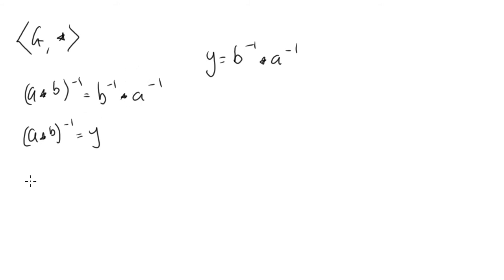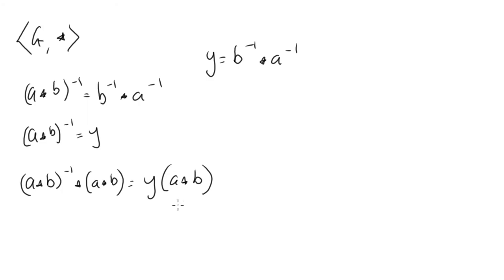Same kind of process again. I have an inverse here, so I'm going to multiply by the element itself. I'm going to multiply both sides by A times B. Here I have an element multiplied by its inverse, and we know that's the identity element. And here I have Y times A times B. Obviously this is a group, so associativity holds, so I can say this is exactly the same as Y times A times B afterwards.